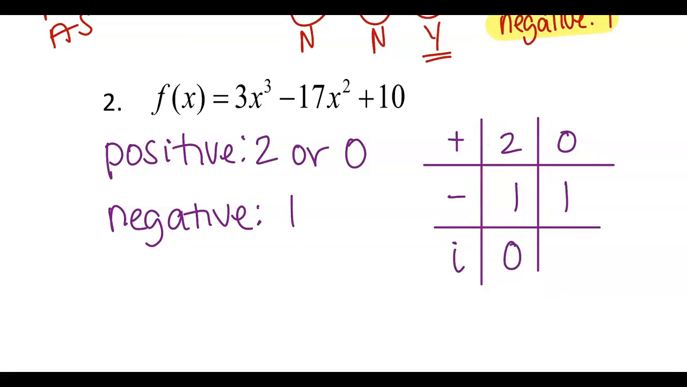Oh, you're going to the next one. So for this one here, if we have no positive and 1 negative, we would have to have 2 imaginary. You have to have it because every single time the max you can have is a maximum of 3.